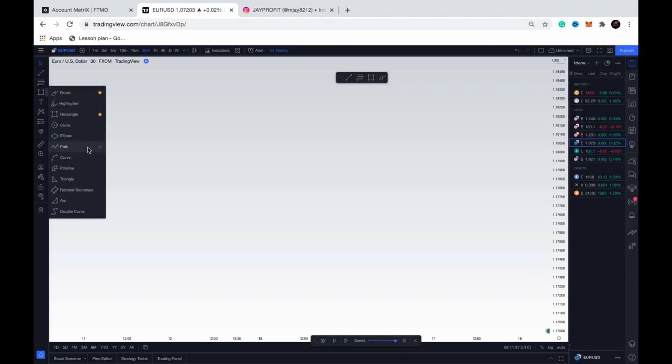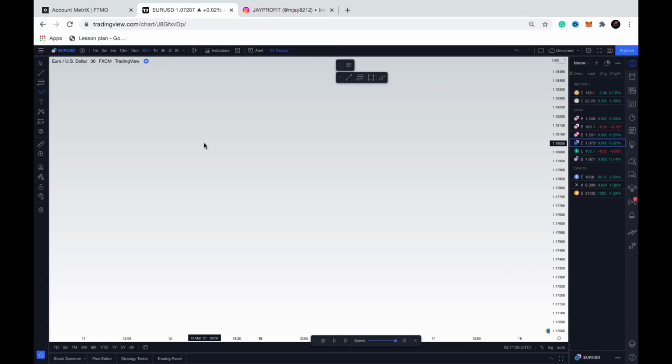Right now, liquidity simply means the stop losses of market retail traders. Me and you, our stop losses out there is what we refer to as liquidity. So I'm just going to show you guys an example right here. Now let's say we have a market set up like this.